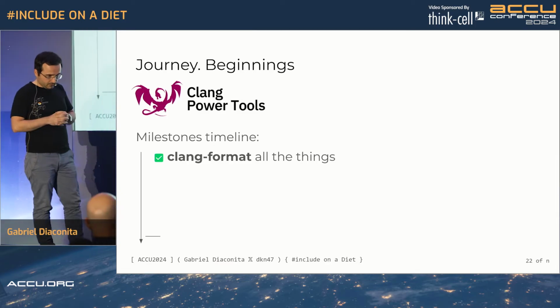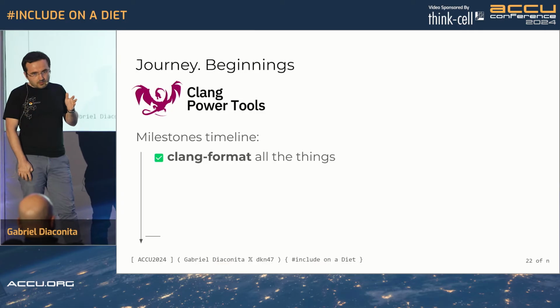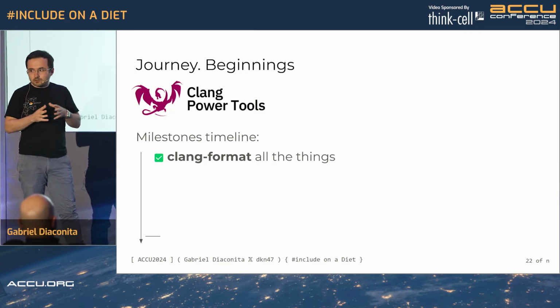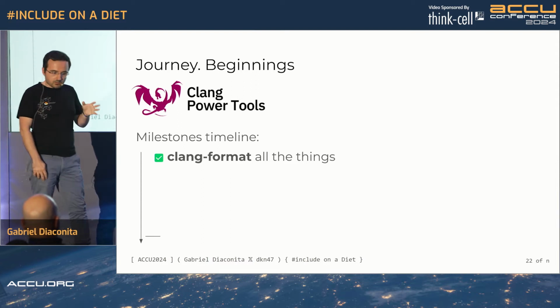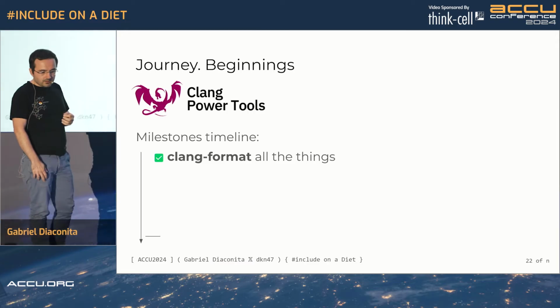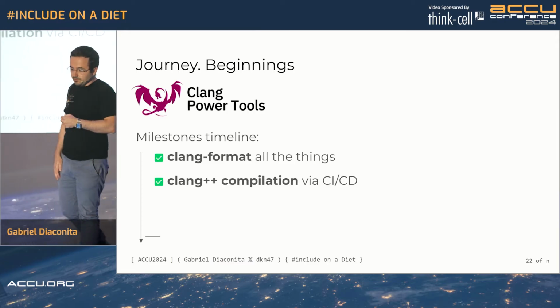So the timeline for us was, first of all, to use Clang format to get rid of discussions around coding standards. And we started with Clang format because you don't need any fixes to your code base. You can apply it to code that has compilation errors. It will work. It's very resilient in that way. It doesn't need code that compiles 100%.